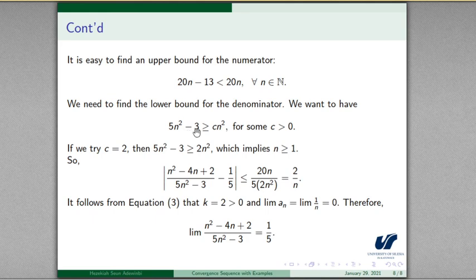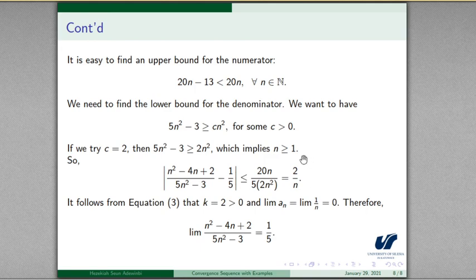5n squared minus 3 is greater than or equal to this. So if we take c to be 2 and we simplify this, we have n greater than or equal to 1. Now remember that we also have n greater than or equal to 1 in the previous slide as well. So to simplify this further, we have 20n. This is for the numerator, and for the denominator, we have taken our c to be 2. Then we have 2n squared, which gives 2 divided by n.